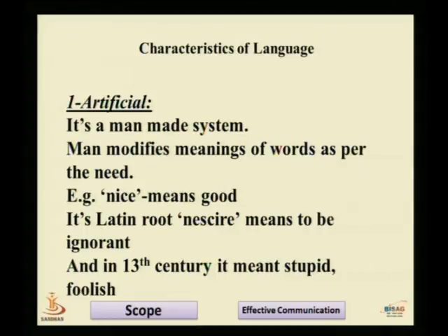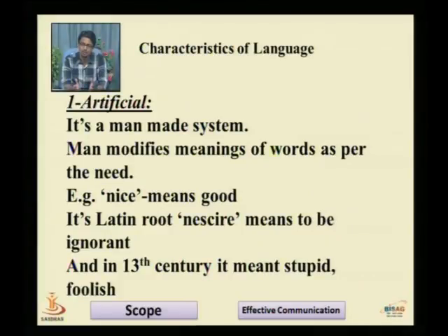So that is the first step of learning a language in our life. And after that, later on, whenever we start going to schools, we start learning something about graphs. That means the written language. For example, A, B, C.